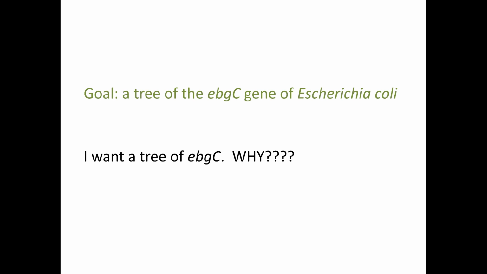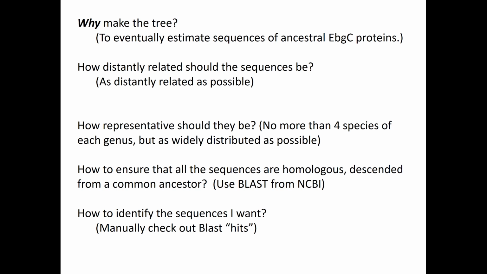So, for today's example, the goal is going to be to ultimately make a tree of the homologs of the EBGC gene of E. coli. And the first question is, why do you want a tree of the EBGC genes? If I can't answer that, I should stop and go home. So, for my purposes, I want to make this tree to eventually estimate the ancestral sequences, the sequences of ancestral EBG proteins.